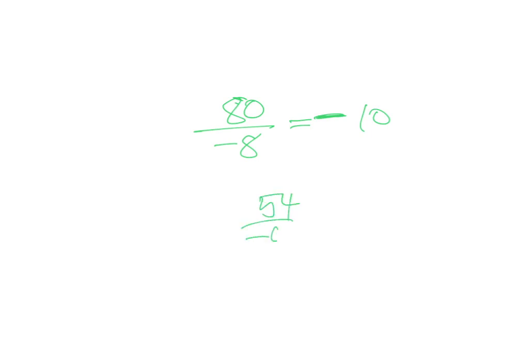And finally, number 60. 54 divided by negative 6. Similar situation. We have a positive divided by a negative. We'll end up with a negative 9. If the signs are the same, like negative 10 over negative 2, we will get a positive as our answer.